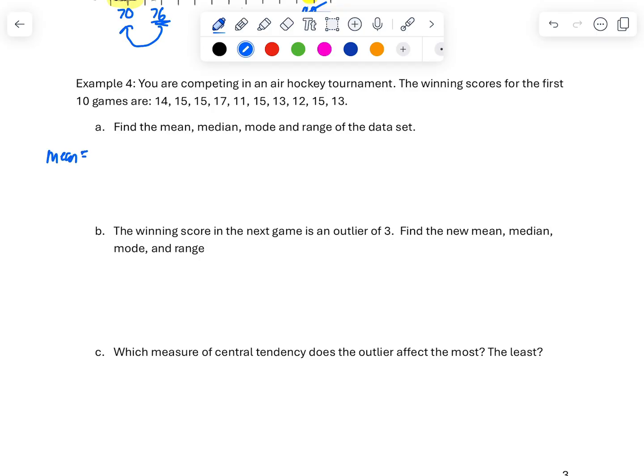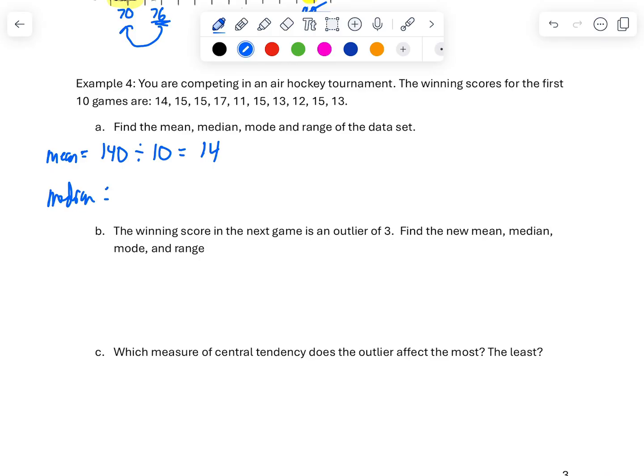We need to add everything together. So I have my calculator here. You want to be very careful when you're doing this. I would do it 2 or 3 times, add it in the calculator so you don't miss a number or mistype anything. When I added them, I got 140. I'm dividing by the number of numbers we have, which is 10, and I got a mean of 14.